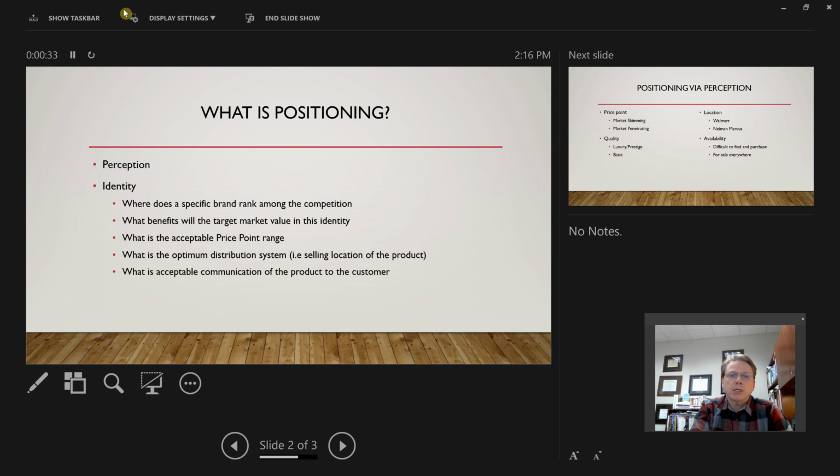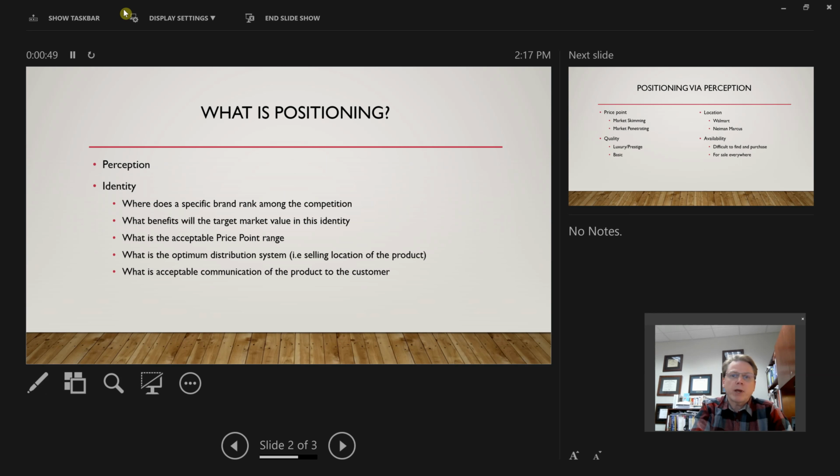Perception. What is positioning? First thing would be perception. So how do you perceive a product, a brand, a company, and why do you perceive it that way? Okay. The next one would be identity.